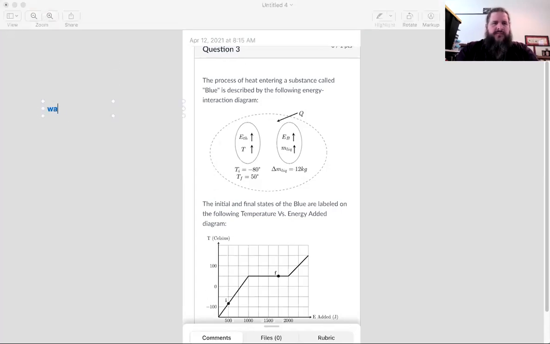We want to know, and again, let's make a list, the mass of the blue substance, the blue sample. So that's what we want to know. Let's take a look at what we already have, the known information. We have an energy interaction diagram, a graph listing initial and final and everything in between. And we want to figure out what the mass is. So do you know of any equations that involve what we know that also include something about the mass of this object?